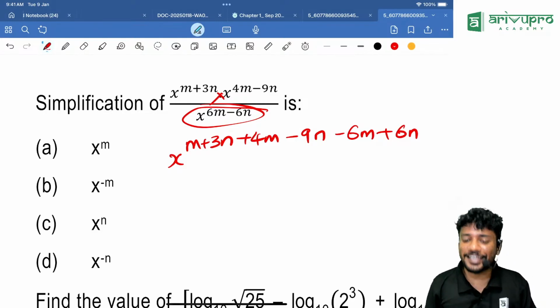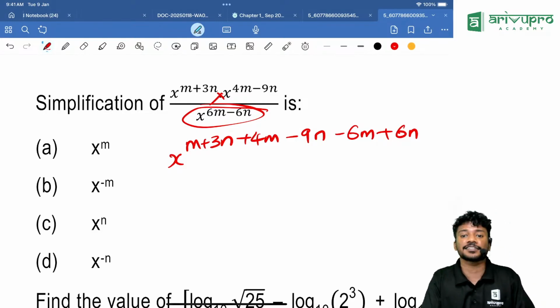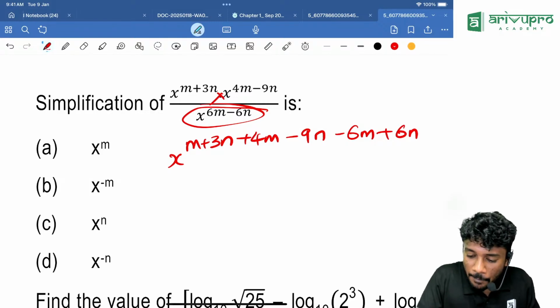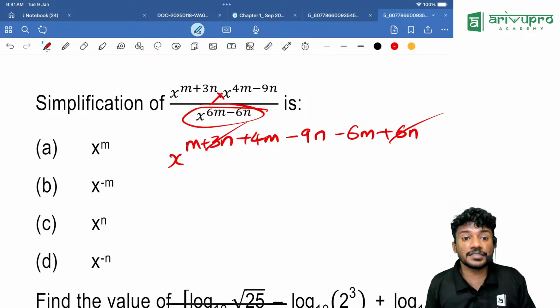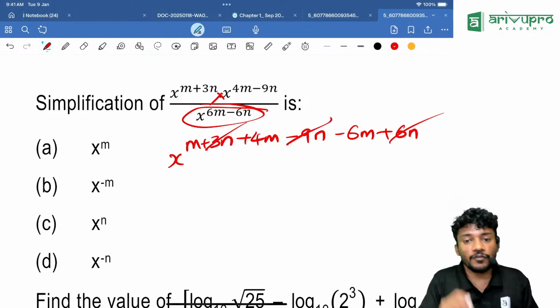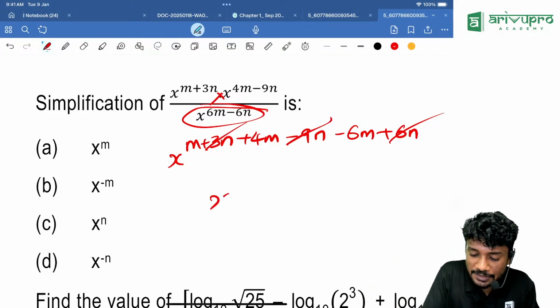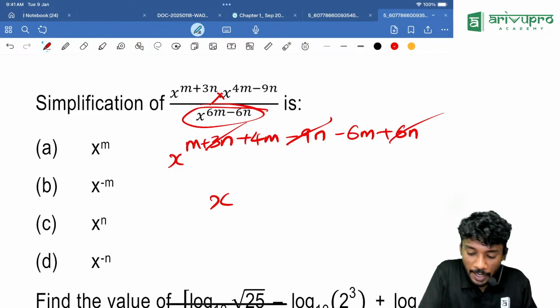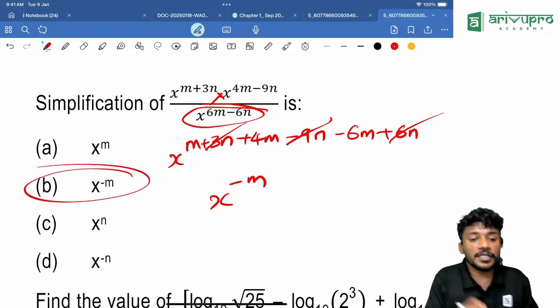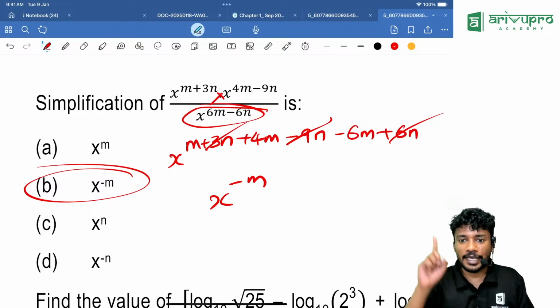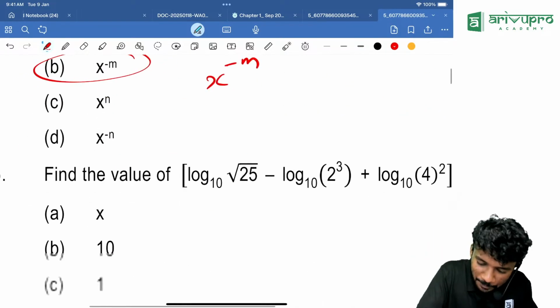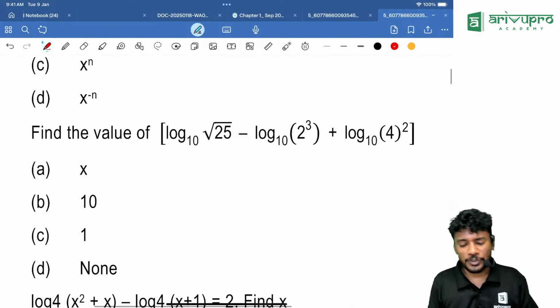Now things are getting cancelled out. What all things will get cancelled off, people? 3n and 6n. That is plus 9n and minus 9n will get cancelled off. Then x raised to what will remain? Minus m will remain. Option B is our answer. Any doubt? Next one. Another easy question.